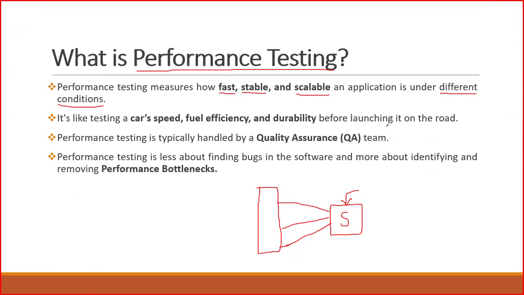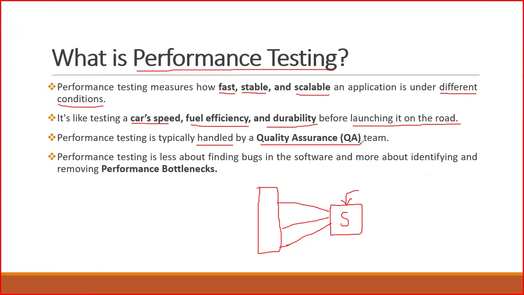If you take a car example, before launching a particular car on the road, obviously they will verify the car speed, fuel efficiency as well as the durability. After doing all these tests only, they will launch that particular car. Otherwise there won't be any sales for that car. In the same way, if the application performance is not good, then obviously no one will visit that application again. They will see huge loss. Because of that, performance testing is mandatory here. And who is going to handle this performance testing process is again the QA team, that is the quality assurance team.